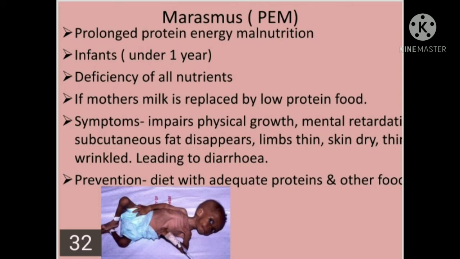So the first point is it's a prolonged protein energy malnutrition. Then it happens to infants. Infants are the babies under 1 year of age. Then it contains the deficiency of all nutrients. Coming to next, if mother's milk is replaced by low protein food, then it will give rise to Marasmus.